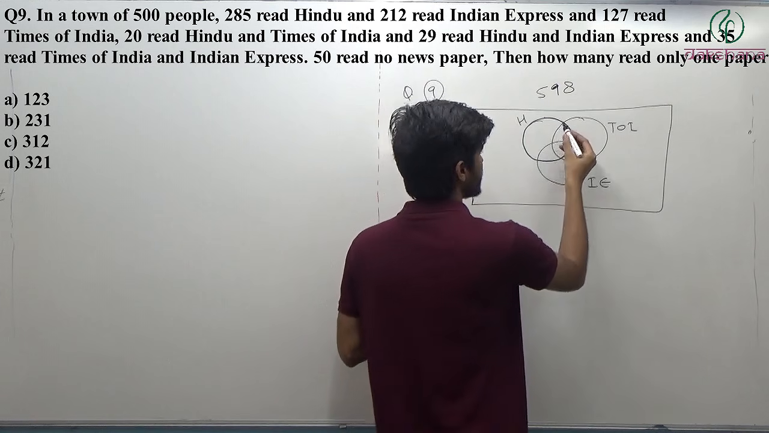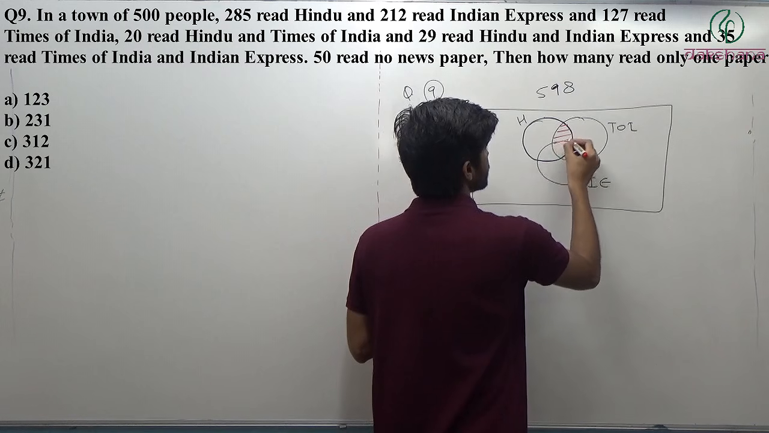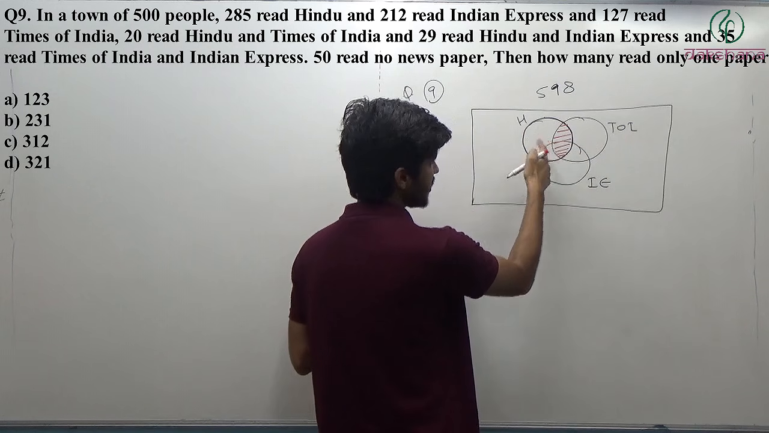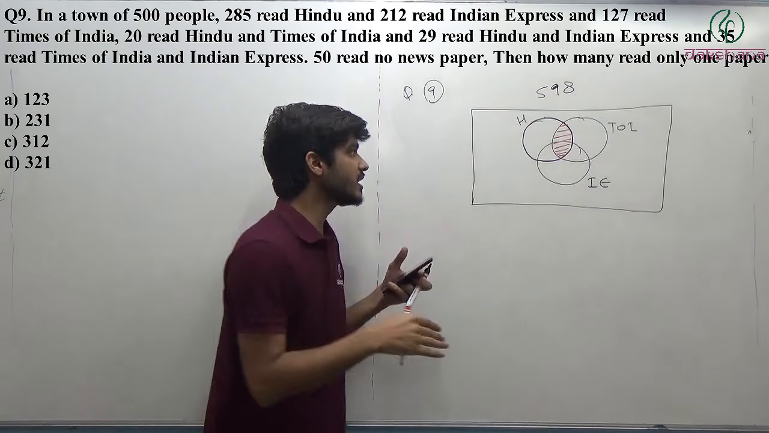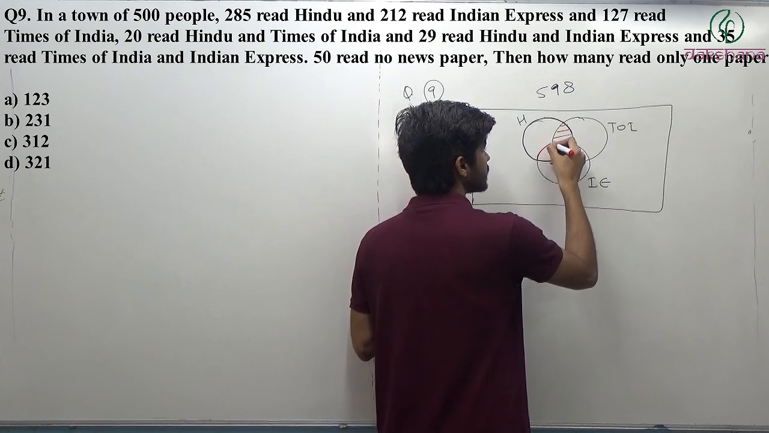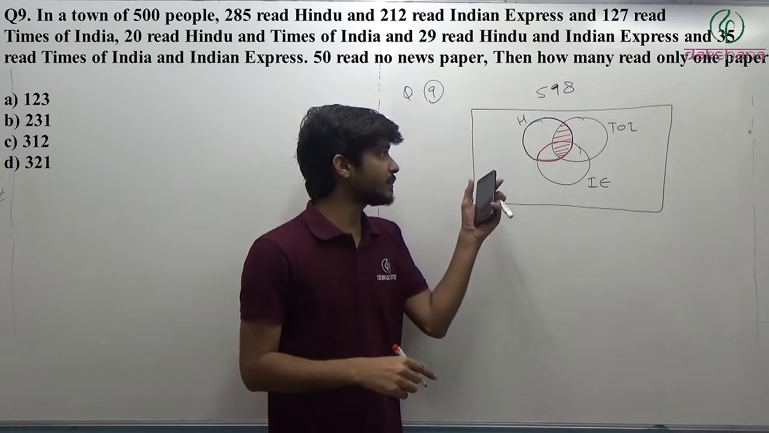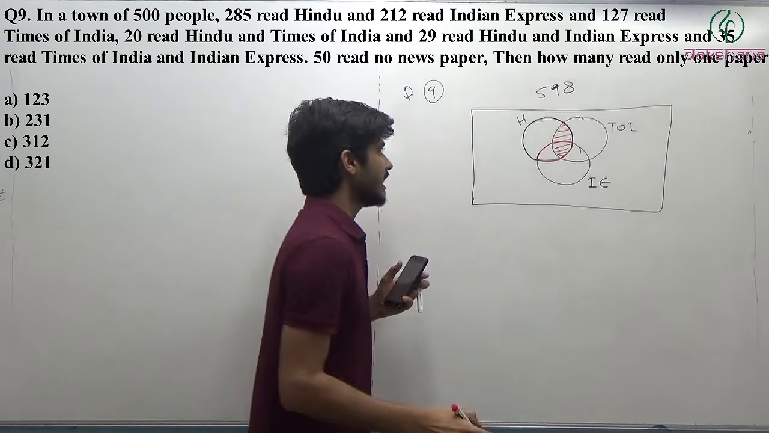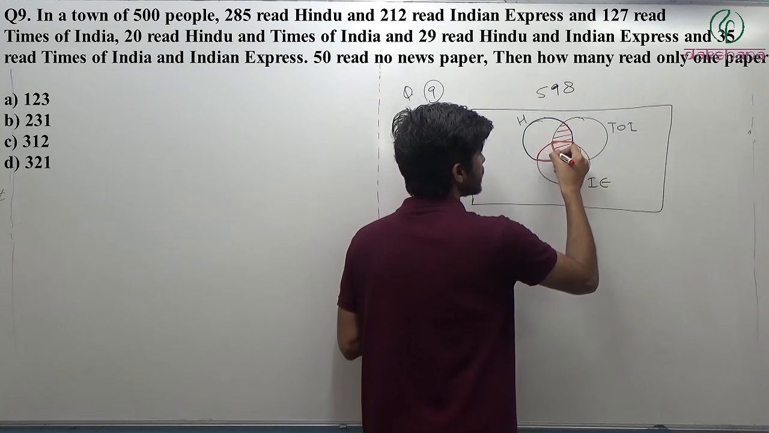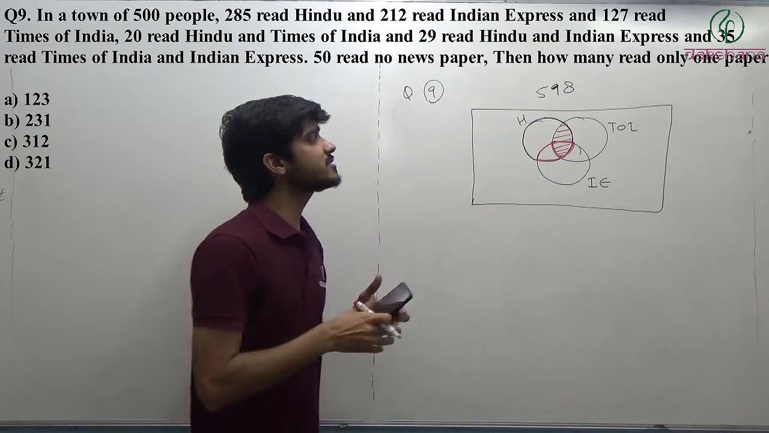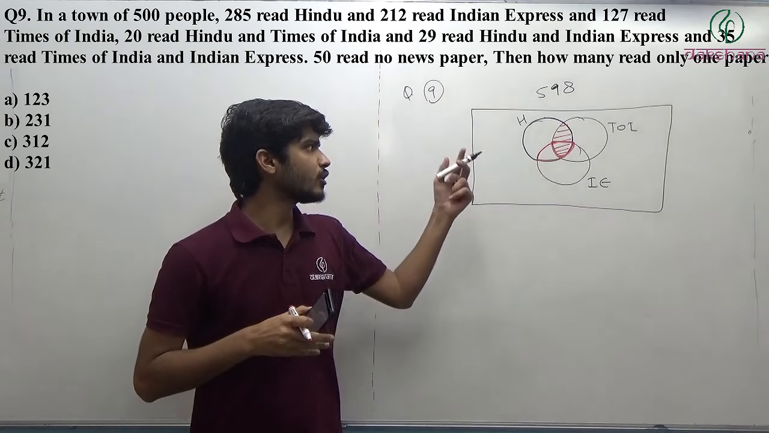So if I look at this particular section, these guys, this is the intersection of your Hindu and Times of India. Means these are the people who are reading both newspapers, right? This is the intersection of Hindu and Indian Express. So these are the people who are reading Hindu as well as Indian Express. And then there is a portion which is the intersection of all 3, exactly in the middle. These are the people who are reading all 3 papers. Okay, so that's how you go about these questions.